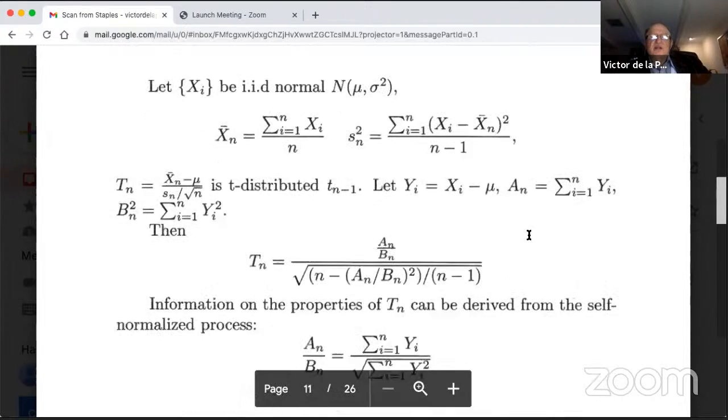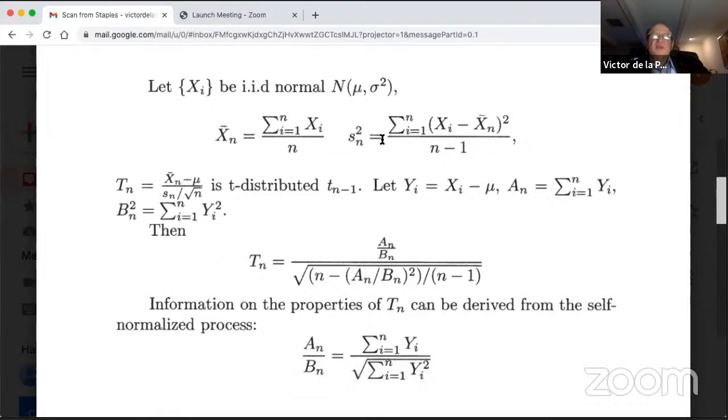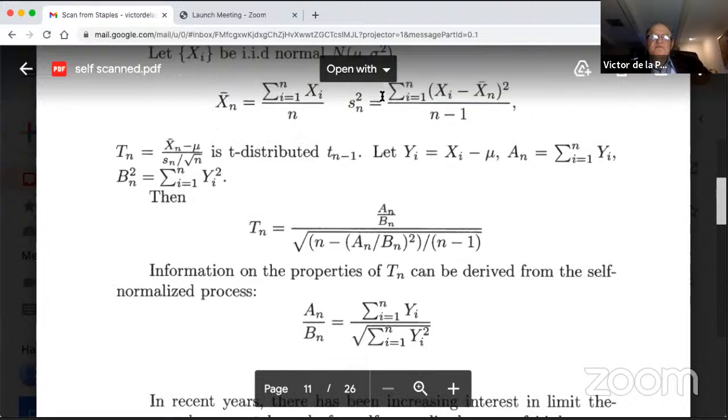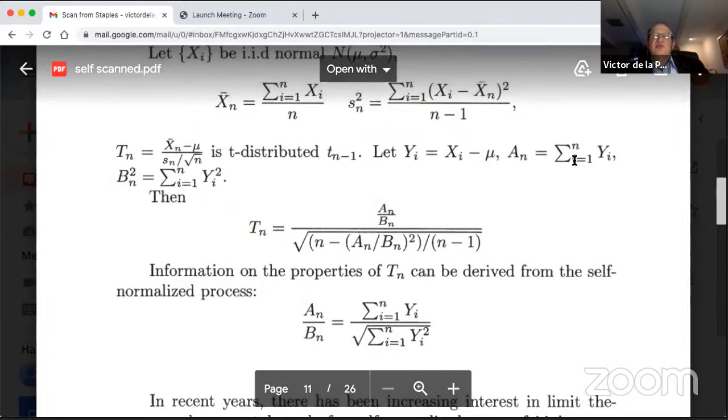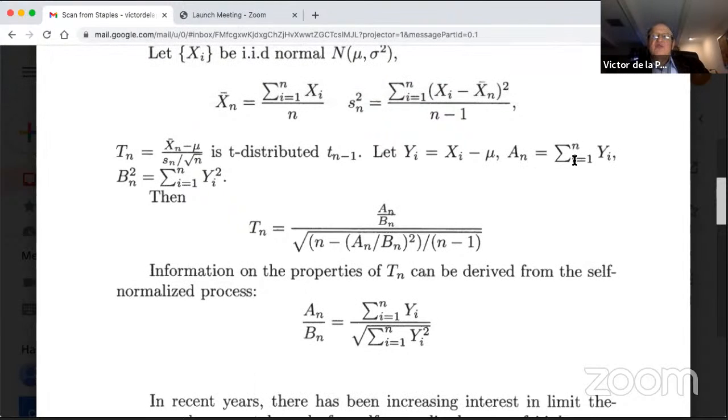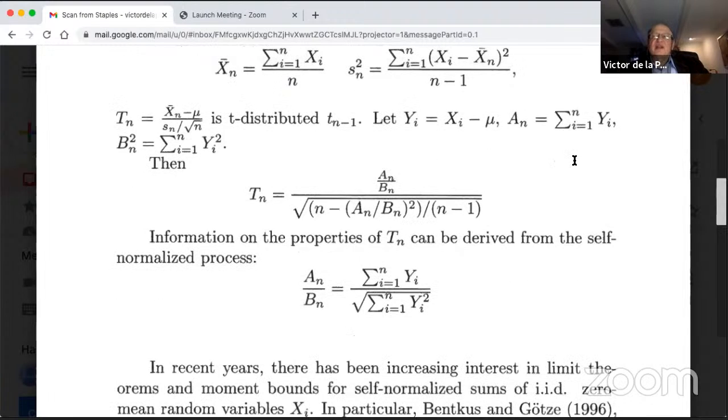So let's see. The setup is, as we started before, we have IID normal with mean nu and variance sigma squared. X bar is the sum of x sub i over n, and Sn squared is the sample variance. We have Tn equal to (X bar n minus nu) over (Sn over root n), which is t-distributed. And we let Yi be Xi minus nu. An is the sum of the Yi's. Bn squared is the sum of the Yi squared.